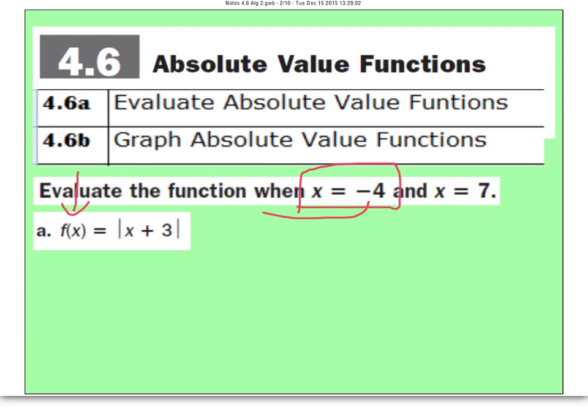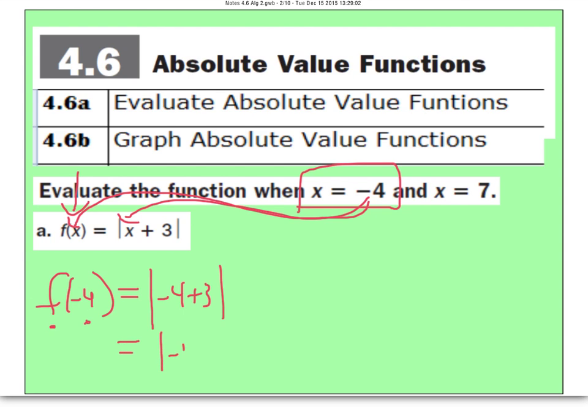Very simple. All we need to do is wherever we see x, put negative 4. So I'm going to write f of negative 4, which is just a label, you guys. It says, hey, I went to the f function and I put negative 4 in for x. This is not multiplication going on. It's just a label. What the math is this part. I'm going to do absolute value of negative 4 plus 3. Well, that's equal to the absolute value of negative 1. Absolute value of negative 1 is 1. So what this says is f of negative 4 equals 1.